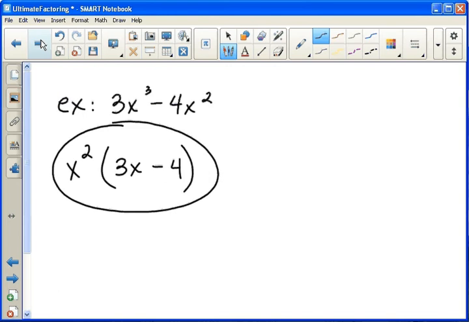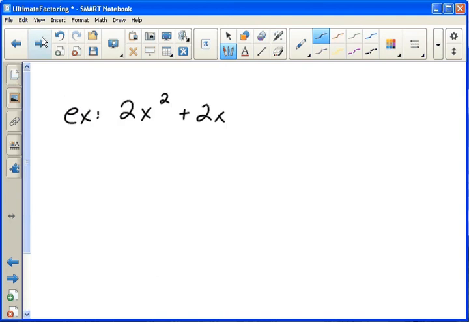Okay, next example, we have 2x squared plus 2x. These have both a number and a variable in common. They both have a 2 that can be factored out. They also both have an x that can be factored out. So both terms have a 2 and an x. So I'm going to pull 2x out front. 2x squared divided by 2x will just leave x. And then 2x divided by 2x will just leave 1. So that is the correct answer, 2x times x plus 1.